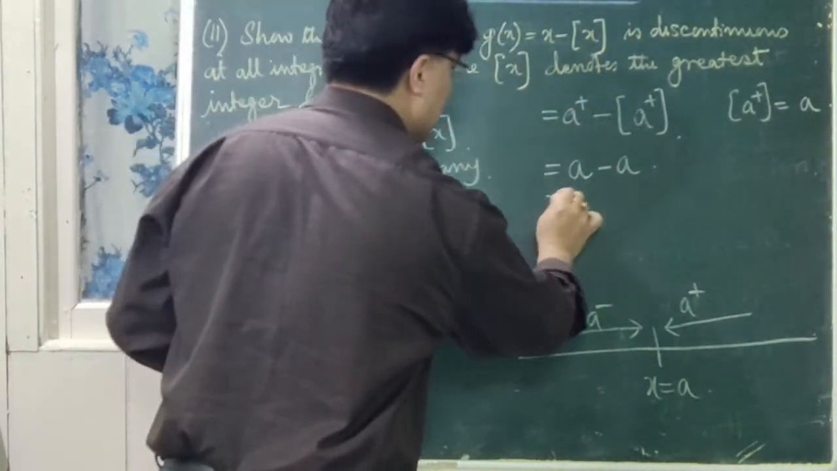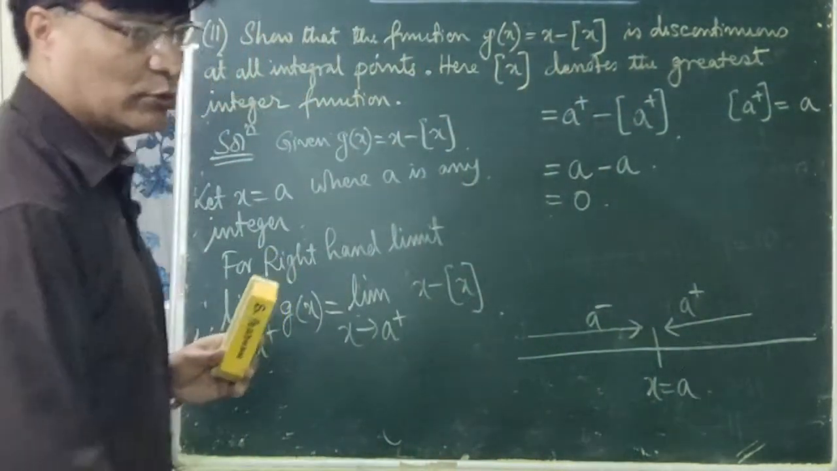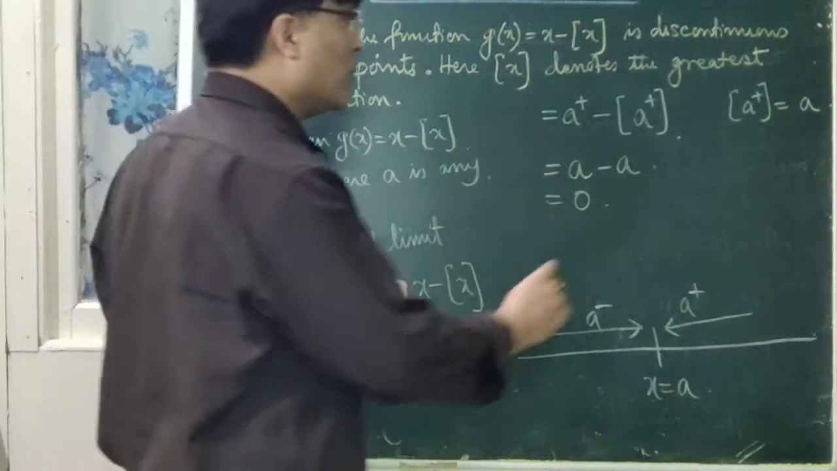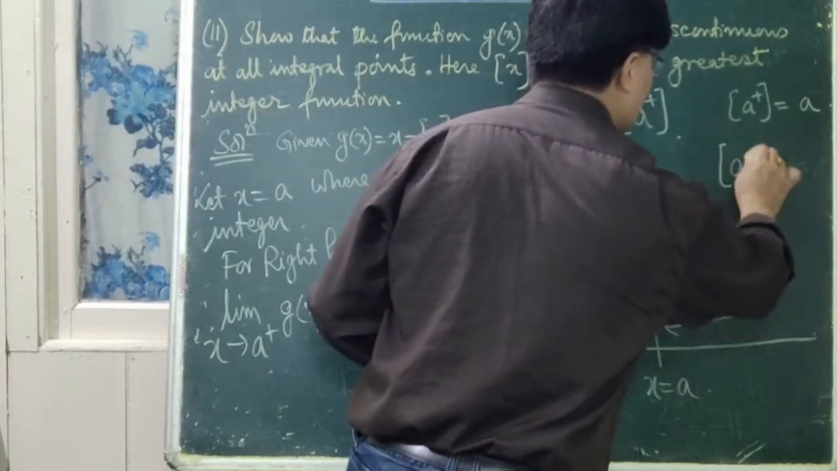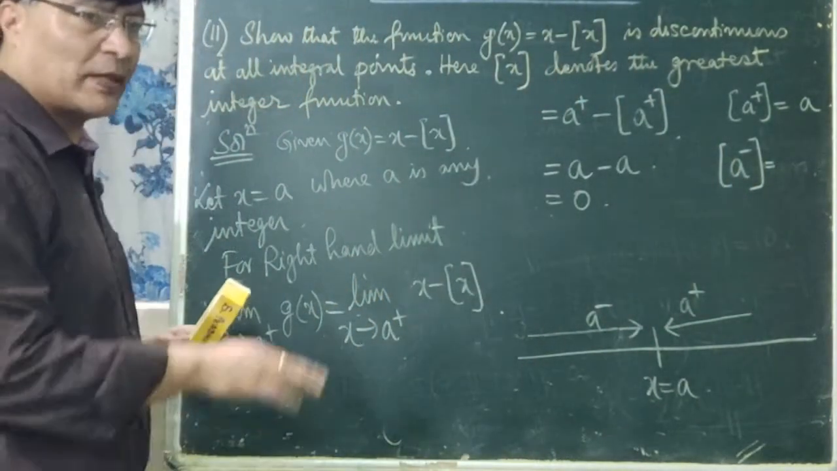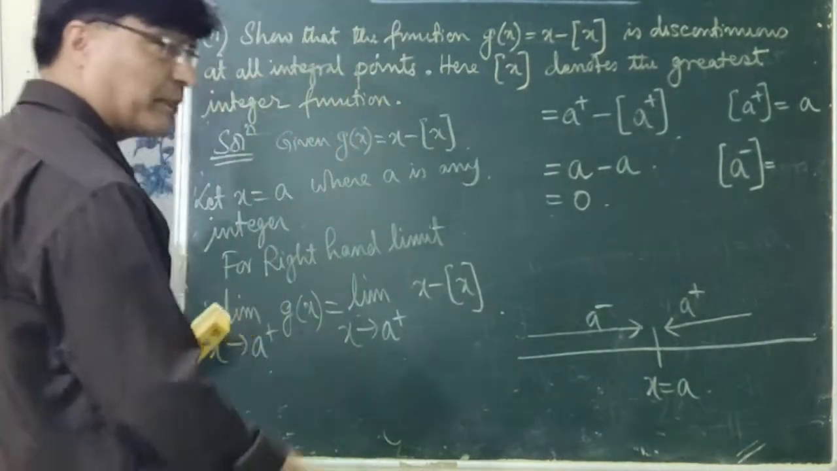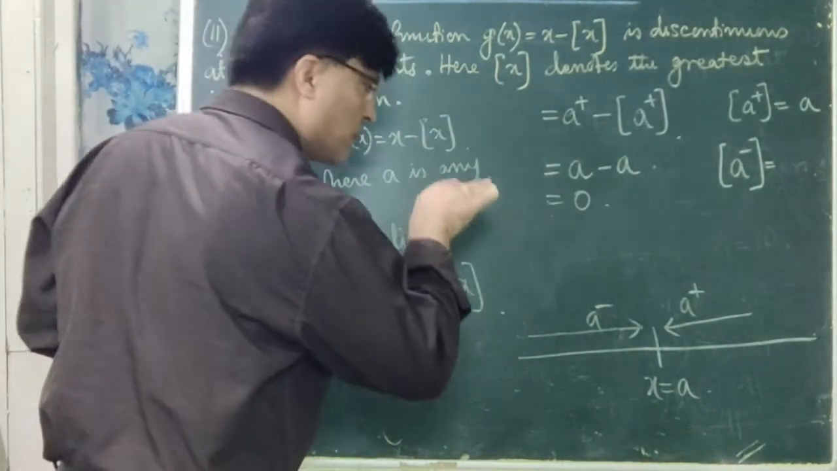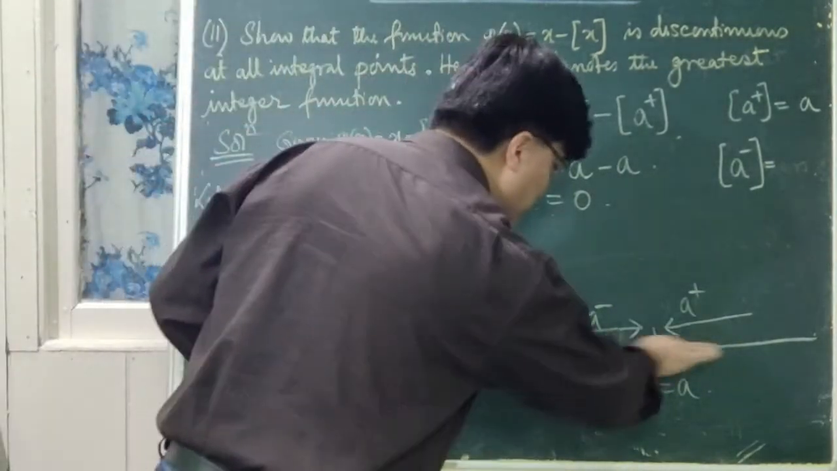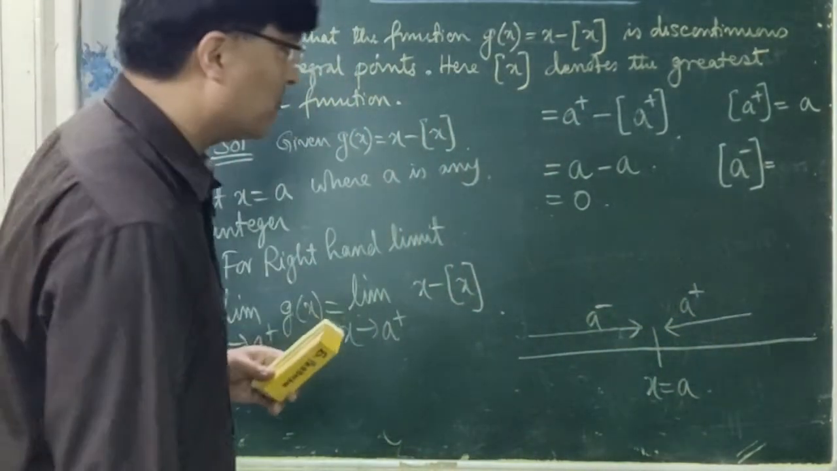So a minus a is equal to what? It is 0. Is that clear to all of you? So now what is meant by a minus then? You should know the meaning of within third bracket a minus. A minus means x is approaching towards a. That is, limit x tends to a minus means x is approaching towards a from the left hand side.